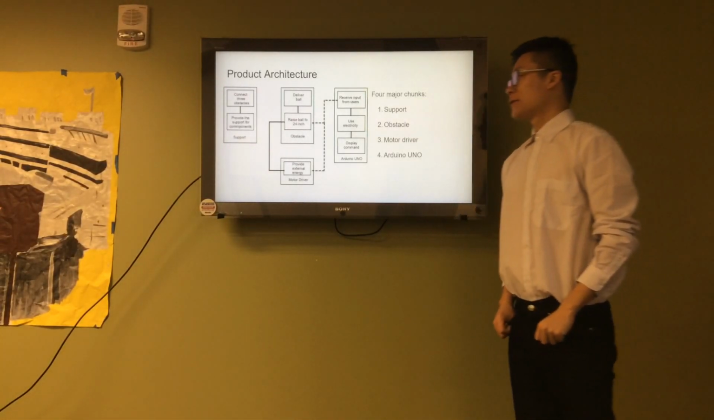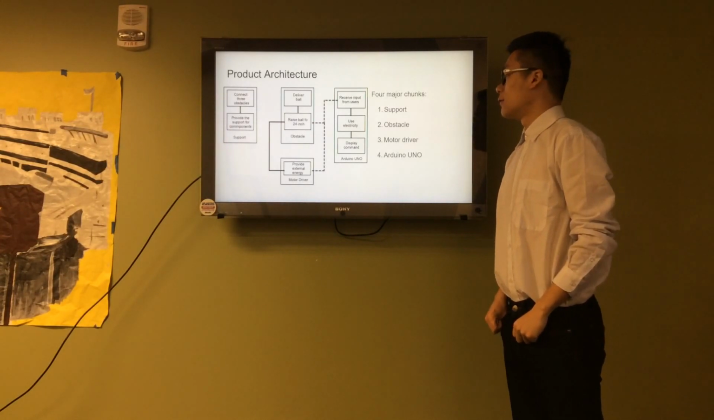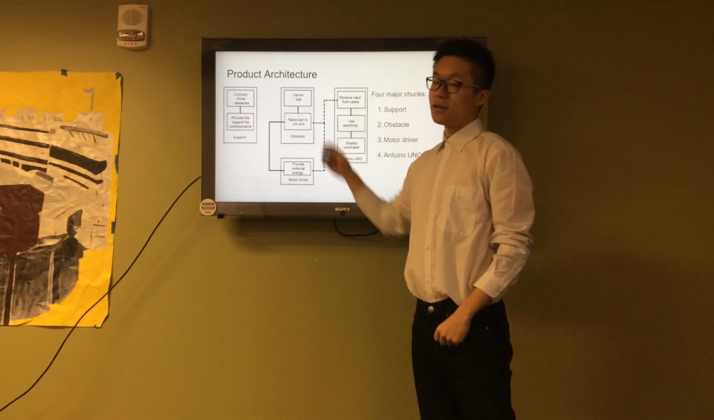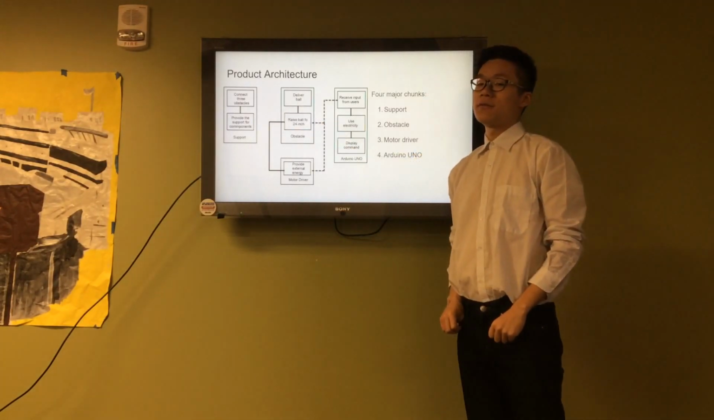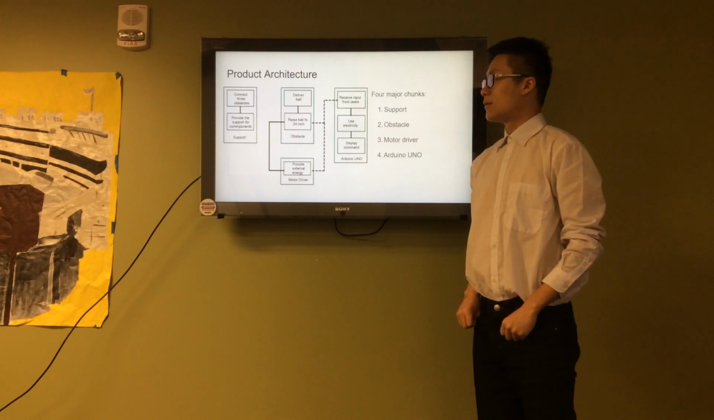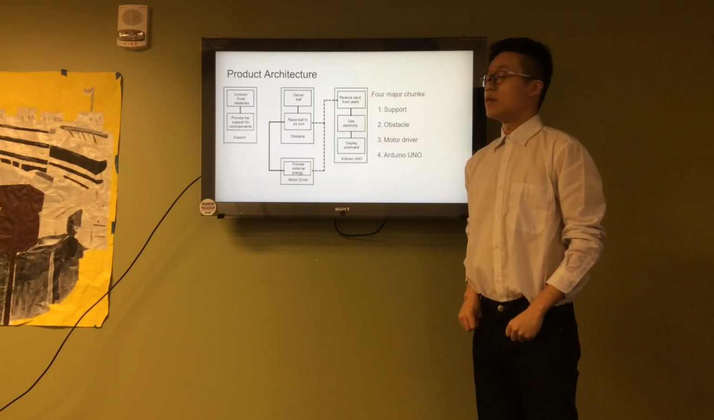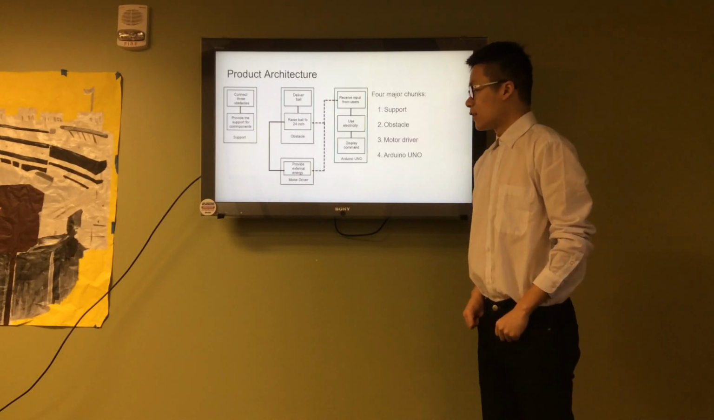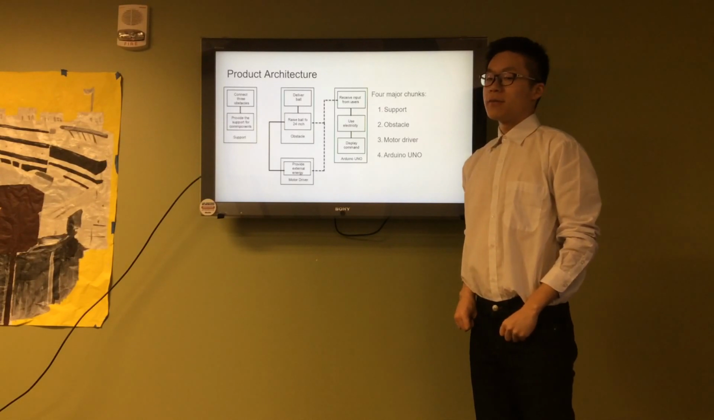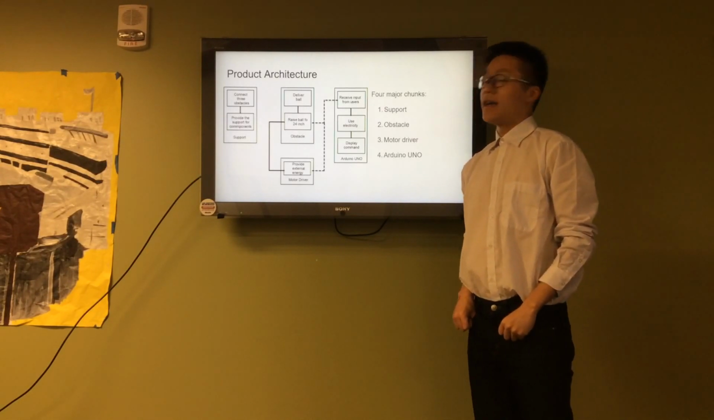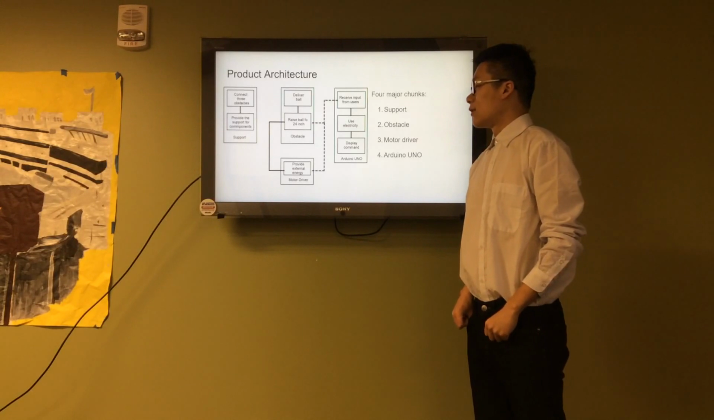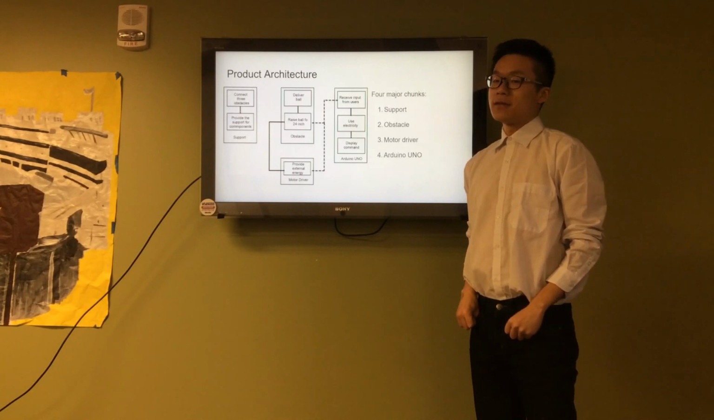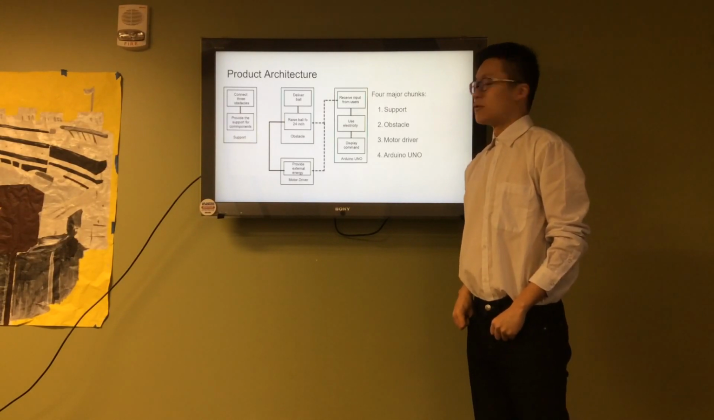For the product architecture, our team divides the product into 4 major chunks. The first one is the support. The support will connect all the obstacles and provide the support for each component. We also have the obstacle. It will deliver the ping pong ball and raise the ball for 20 to 24 inches height. For the motor driver, it will provide the necessary extra energy for the system. And we also have the Arduino. The Arduino will receive the inputs from user and send a signal to control the motor driver.